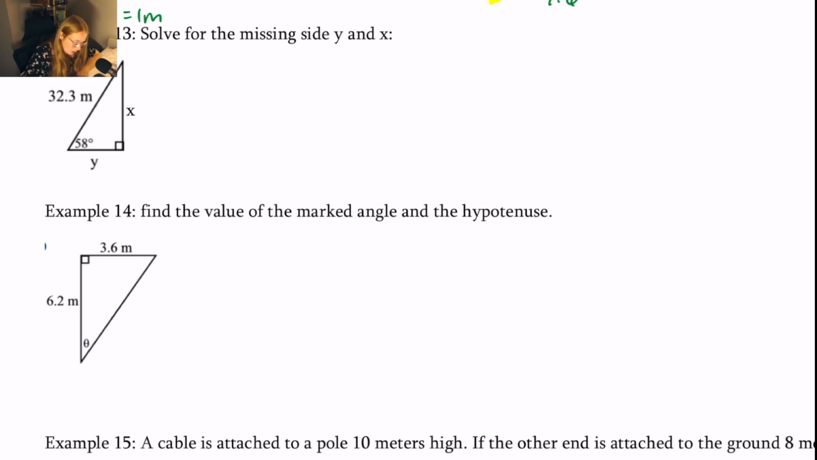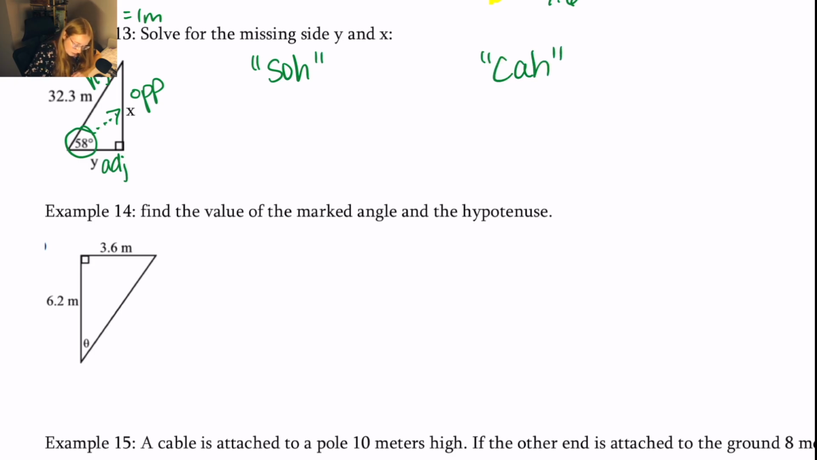Okay, so we have two missing sides, x and y, but we do have this angle. So let's go ahead and find our orientation. Here's our hypotenuse. The angle's right here, so remember, attached is adjacent. Go across, that would be your opposite. So x is opposite, y is adjacent. Opposite would be our sine function. Adjacent would be our cosine function. So we're going to do a SOH and a CAH.